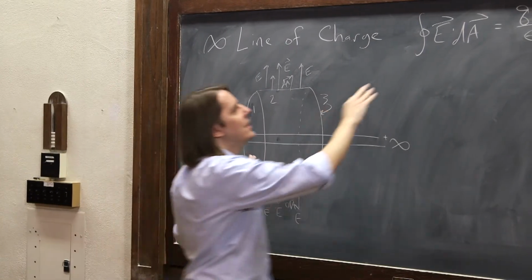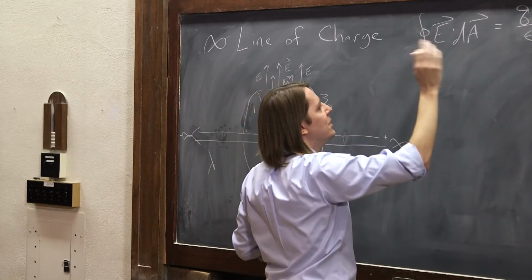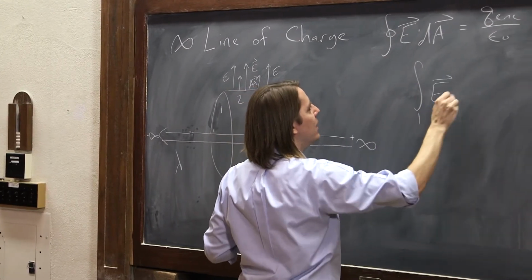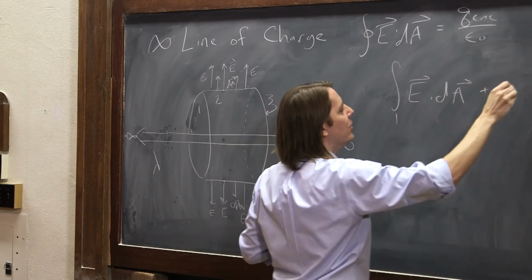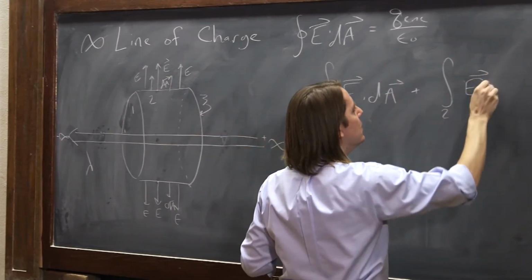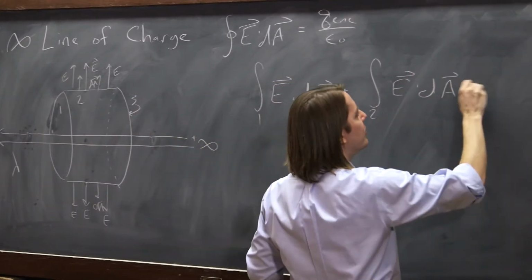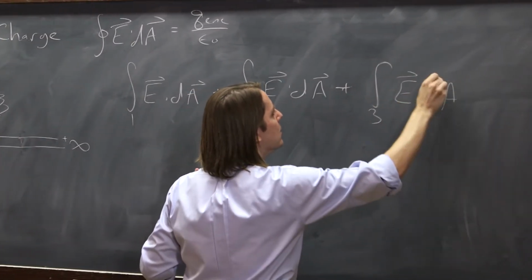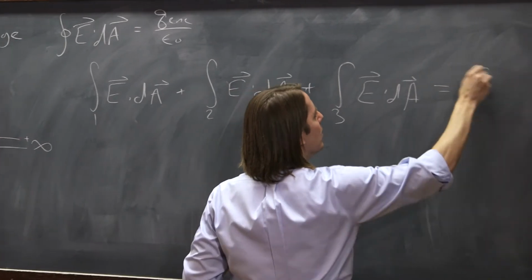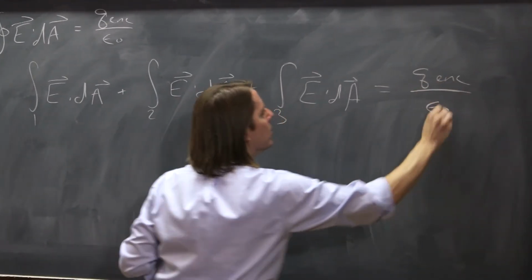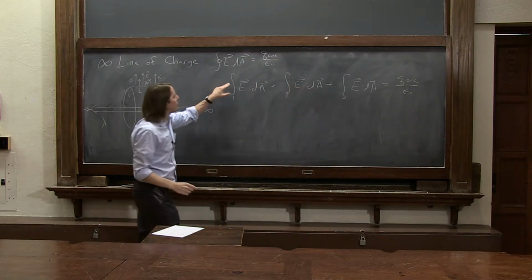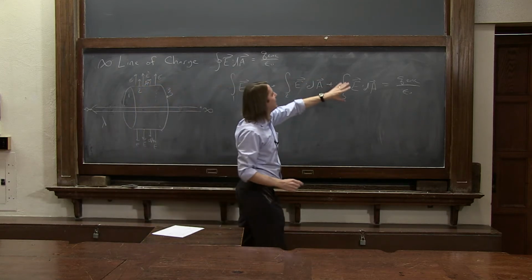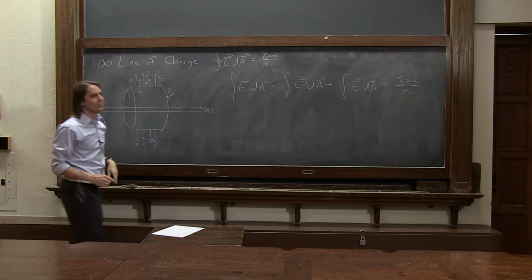So the way you do it is you take this closed surface integral and you break it up into 3 integrals. I could write them as the integral over 1 of E dot dA plus the integral over 2 of E dot dA plus the integral over 3 of E dot dA. And that has to equal Q enclosed over epsilon naught. So they're not closed integrals anymore because they're not closed surfaces anymore. They are pieces that when they come together, they make a closed surface.